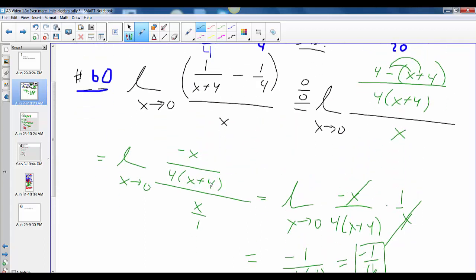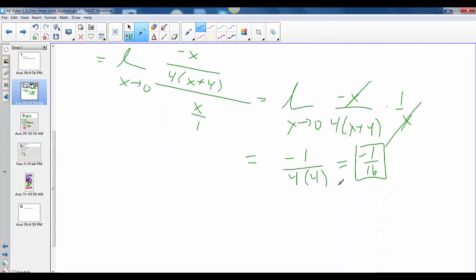Again, I want to take a second to talk about notation. This expression, the limit as x approaches 0, has to occur at every step as long as there are still x's in the expression. As soon as you get to the point where there are no x's in the expression, that means you do not write the limit as x approaches 0.